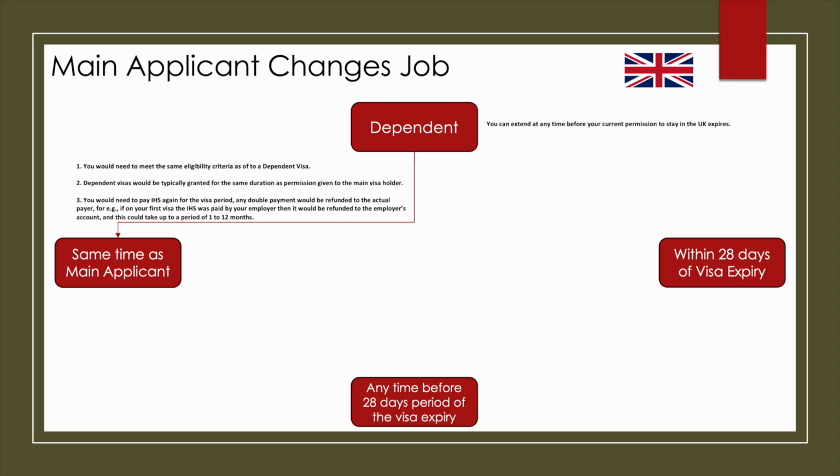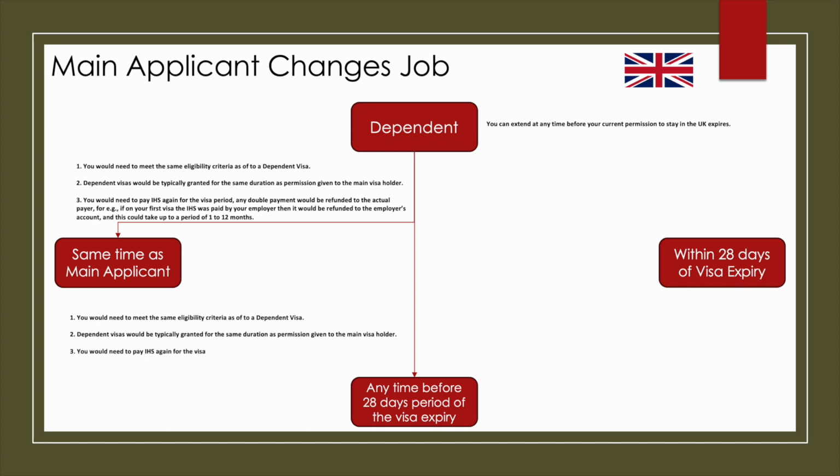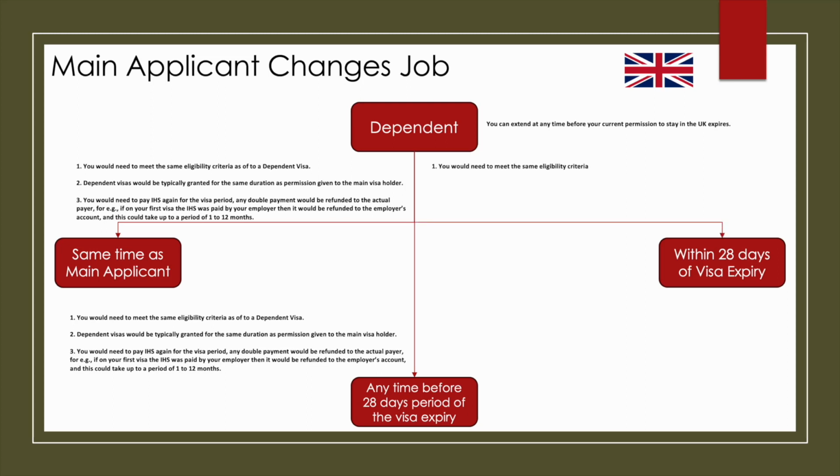Now let's look at the second option where you are applying for your extension anytime before 28 days period of the visa expiry. For this, the rule sets are exactly the same as the first option. Followed by that, let's look at the last option where you are applying within 28 days period of expiry, which means the overlapping IHS period could be avoided and you would be paying IHS fee only for the new visa period. This is the benefit of this option. Otherwise, the same rule sets apply as any other options.